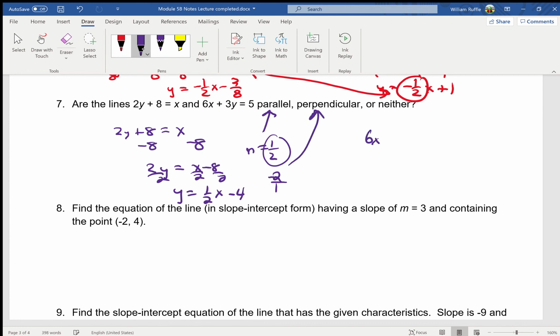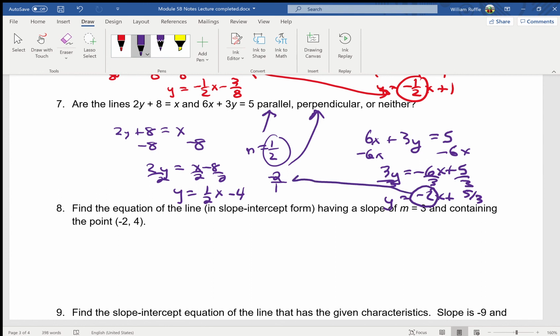So let's solve for 6x plus 3y equals 5. I'm going to subtract 6x over. So I get 3y equals negative 6x plus 5. Divide everything by 3. I get y equals negative 2x plus 5/3. So it's negative 2. And so now that matches this one. So this is the perpendicular one. So it is perpendicular. Okay. And we're going to stop right now because we're going to find the equations of line next.